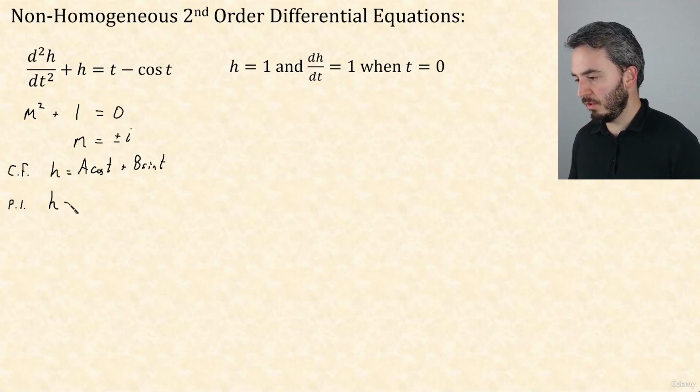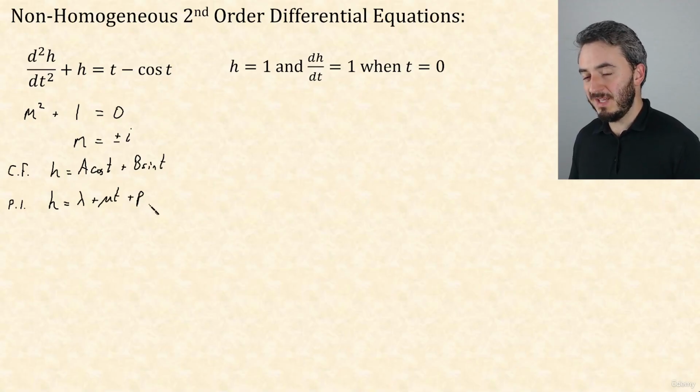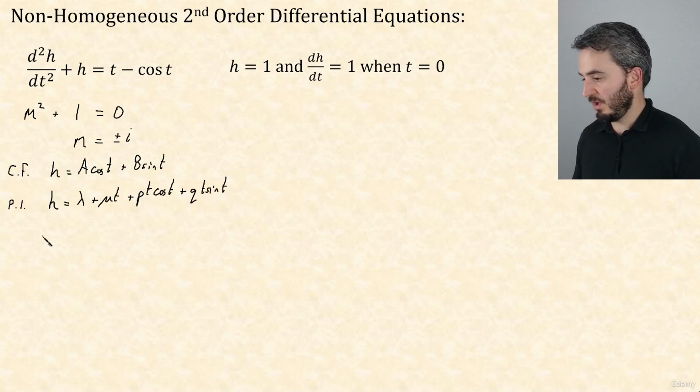So it's going to be of the form, so general linear term is lambda plus mu t. And then let's not keep going with Greek, let's go with p and q. So let's go with plus p, but not p cos t, p t cos t plus q t sine t. Okay, there's a bit of a giant, but let's do this.